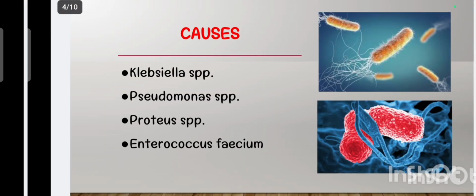Then the causes. Previously we discussed that CLABSI is the infection when microbes enter the bloodstream through a central line. The microbes include Klebsiella species, Pseudomonas species, Proteus species and Enterococcus faecium. These are gram-negative bacteria. Among these, Klebsiella species most often enter the bloodstream through the central line.